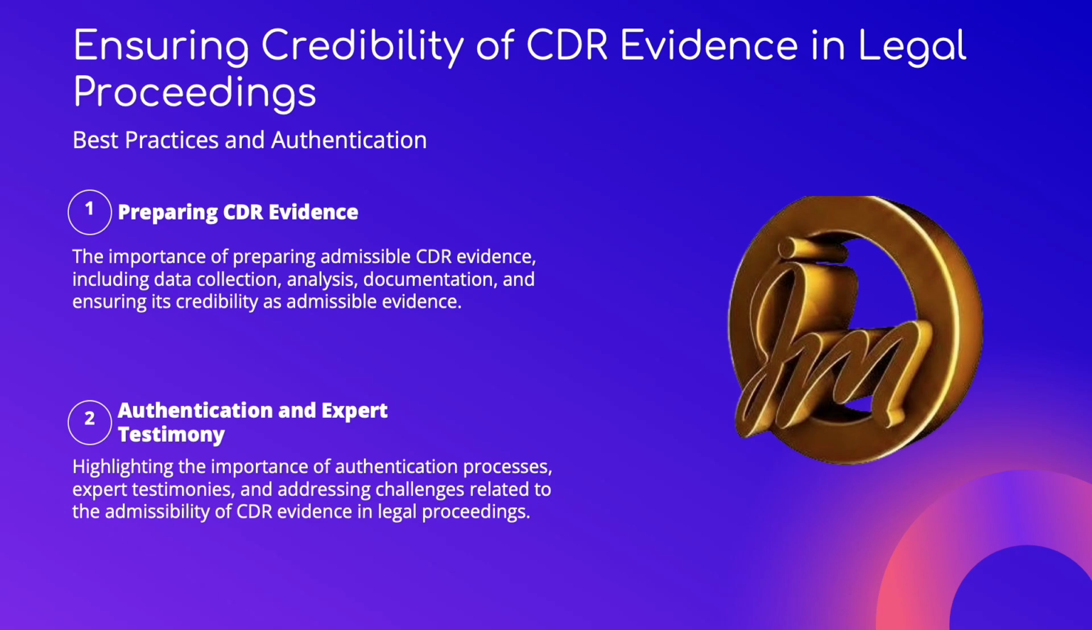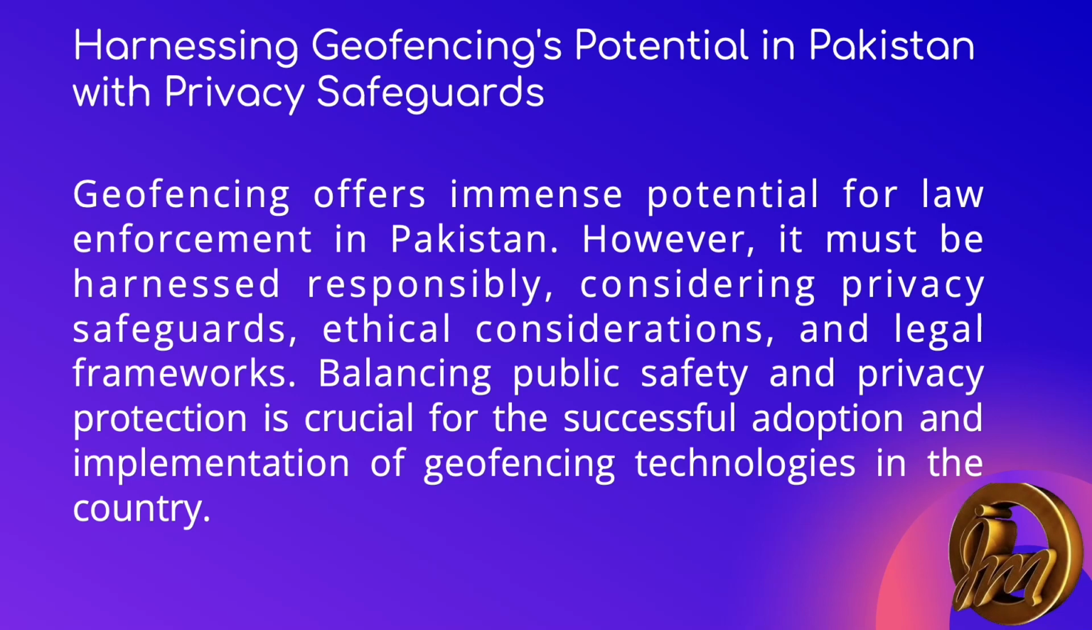Geofencing can assist in narrowing down the pool of potential suspects by identifying individuals who were present at or near the crime scenes during relevant times. This can guide further investigation and lead to the identification of persons of interest. In ongoing investigations, law enforcement can use geofencing to track the movements of suspects in real time. If a suspect enters a geofenced area, authorities can be alerted, allowing for swift response and potential apprehension.